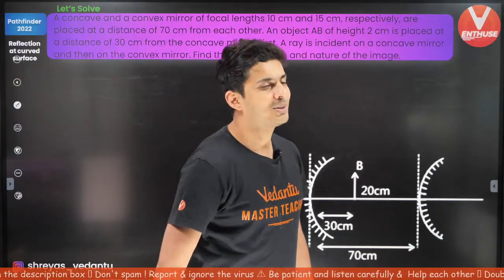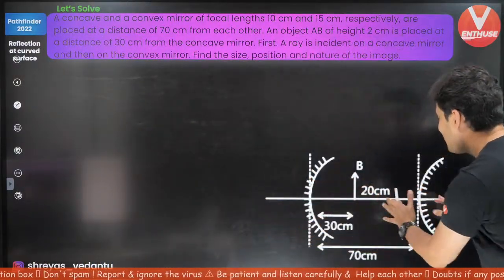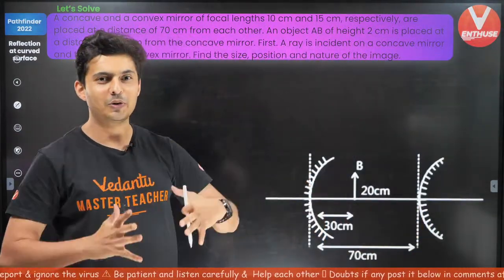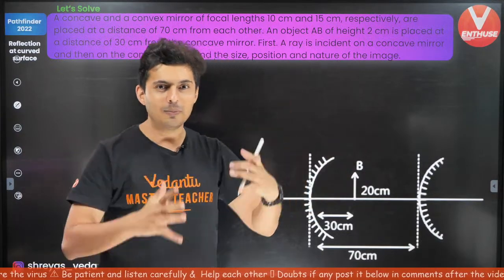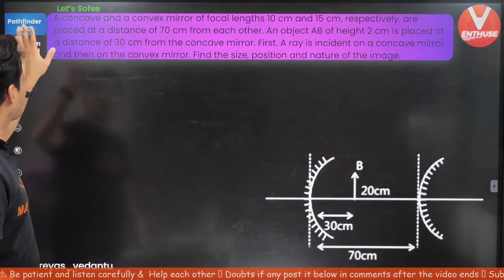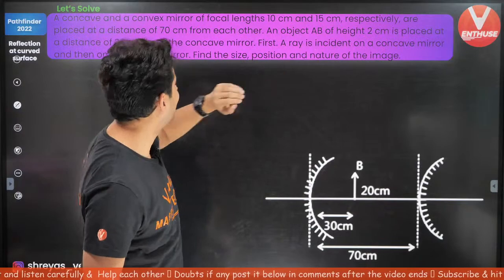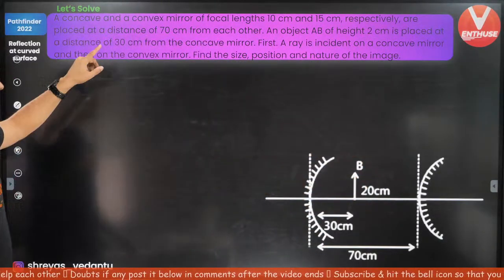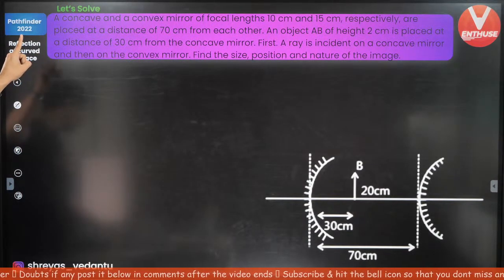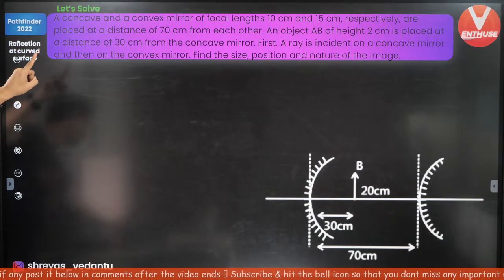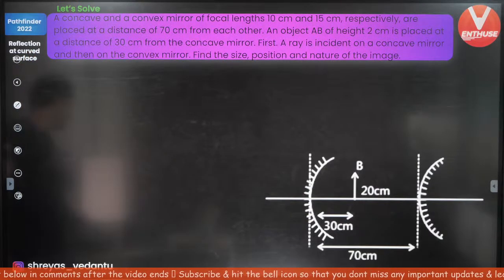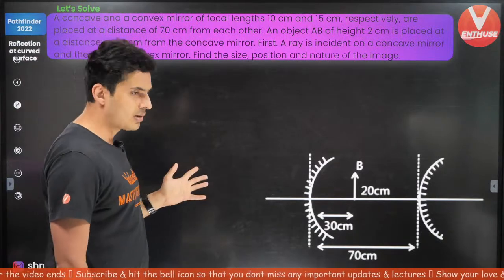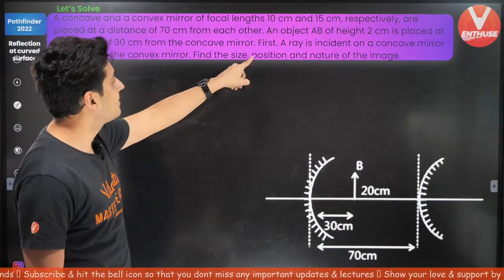Let's go to the brilliant question for today. We have multiple mirrors, concave and convex together. So we had concave and plane. Like I promised you, towards the end of the class we are going to have a combination of mirrors. And here it is. A concave and a convex mirror, whose focal lengths are given, are placed at a distance of 70 from each other. An object of height 2 centimeters is placed as shown. Now the question is to find the final nature, the size, everything of that image. But where is the ray incident?